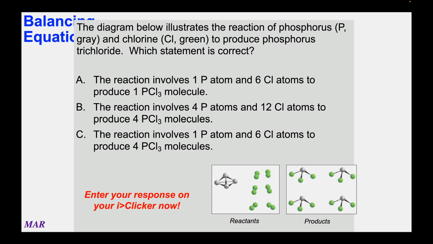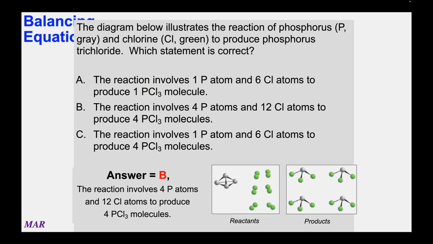However, if you look at B, the reaction needs 4 phosphorus atoms, and that's right, it's a P4, but it is 4 phosphorus atoms and 12 chlorine atoms. 6 Cl2s would be 12 atoms, and that would create 4 PCl3 molecules, which is what we have on the right. I think answer B sounds pretty good to me. So anyway, this is the idea behind a balanced reaction, and it's just a way to make sure that you can make your products in as efficient a way as possible.